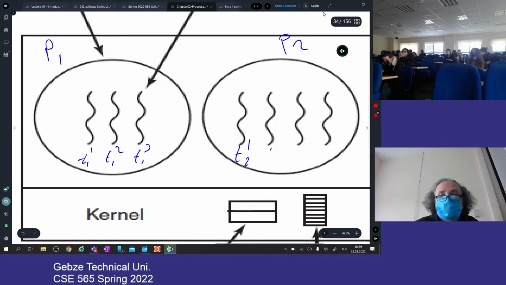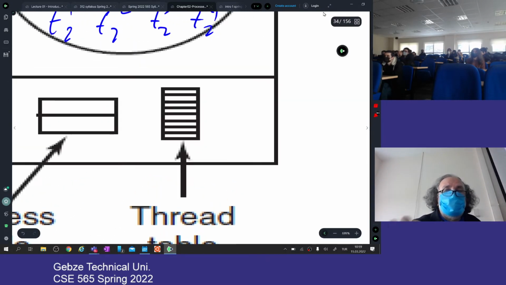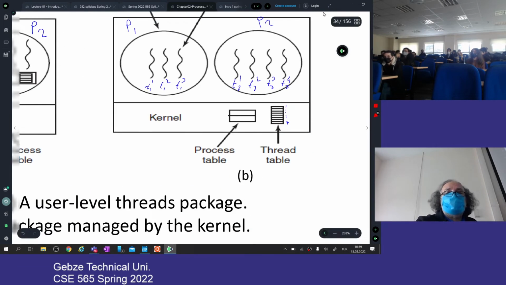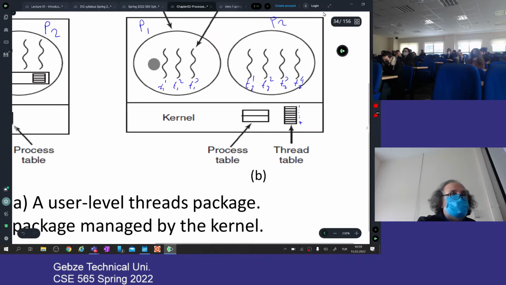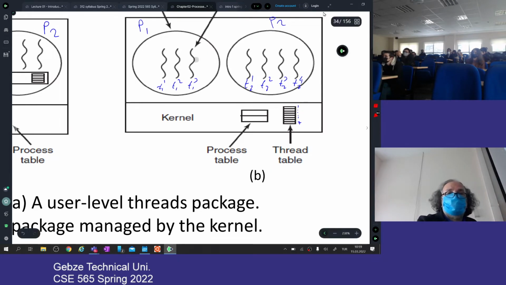Again, okay, so total of 7 threads, and I have a thread table at the kernel level from 1 to 7, okay? So the kernel knows about the threads. If one of the threads is blocked, let's say this one is blocked, it is reading some data from the disk, kernel knows that there are 2 other threads inside the same process, they can continue running, okay?